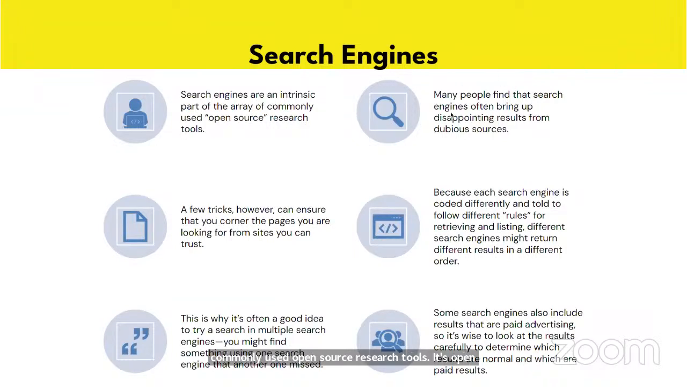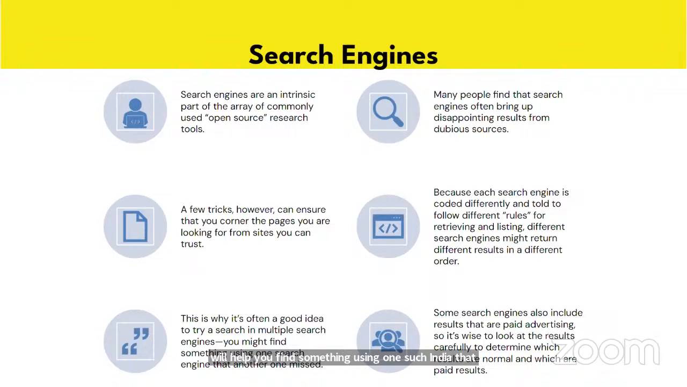And then many people find that search engines often bring up disappointing results from very dubious sources. A few tricks, however, can ensure that you corner the pages that you're looking for from sites you can trust. And like I mentioned, search engines are coded differently and told to follow different rules for retrieving and listing. So different search engines might return different results in a different order. This is why it's a good idea to try a search in multiple search engines, because it will help you find something using one search engine that another search engine missed.